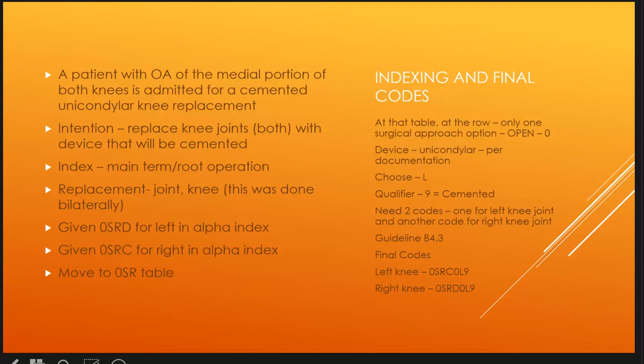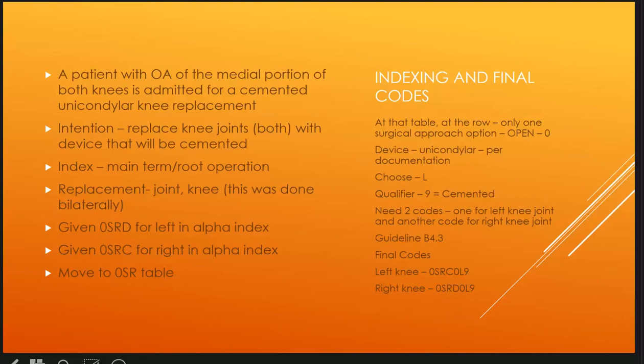Number 5 of Chapter 5 exercises: under which root operation is it? A patient with osteoarthritis of the medial portion of both knees is admitted for a cemented unicondylar knee replacement. What is the root operation? What is the intention? The intention is to replace this patient's knee joints, right and left, with a unicondylar device that will be cemented. That equates to the root operation of replacement.